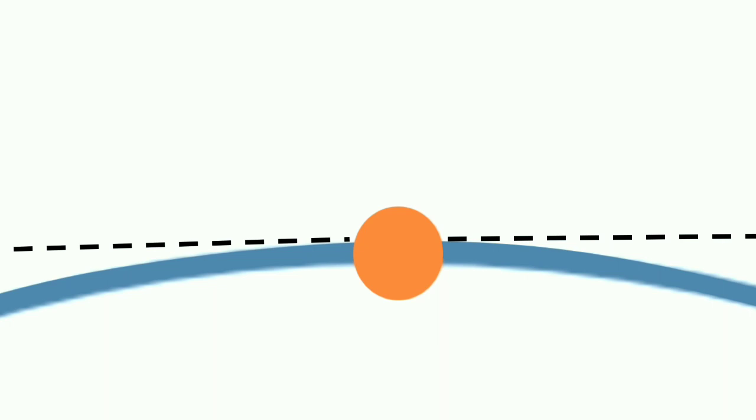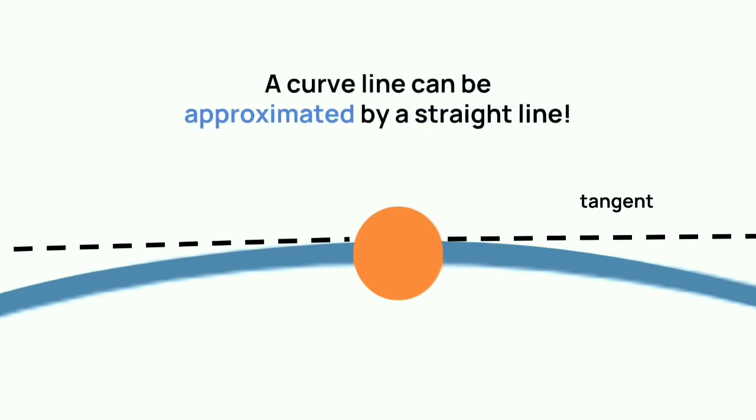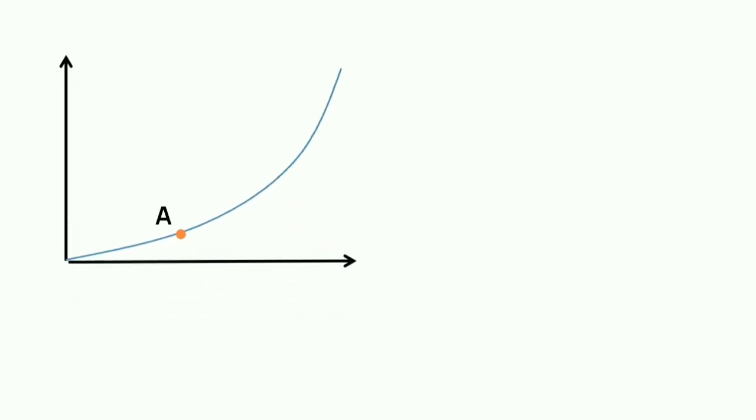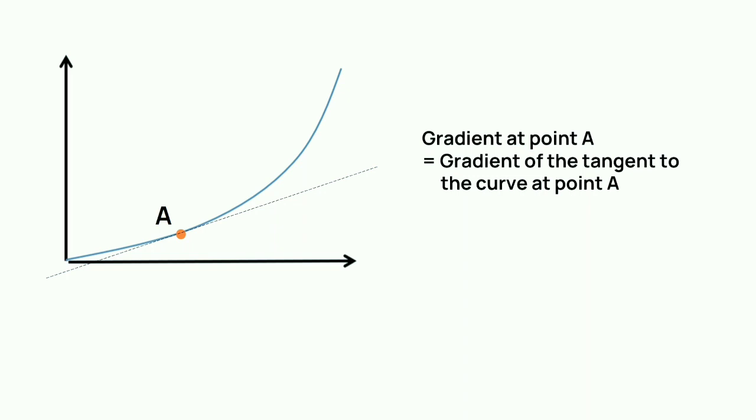We call this straight line that passes through this point of the curve the tangent at that point. Thus, we have discovered that a curved line can be approximated by a straight line. This solves our problem. The slope of the curve at point A is equal to the tangent of the curve at that point, and we already know how to find the gradient of a straight line. But wait, how can we find the rise over run of this line?